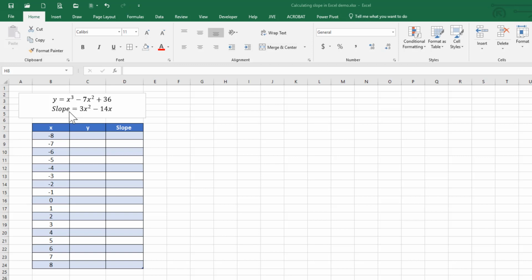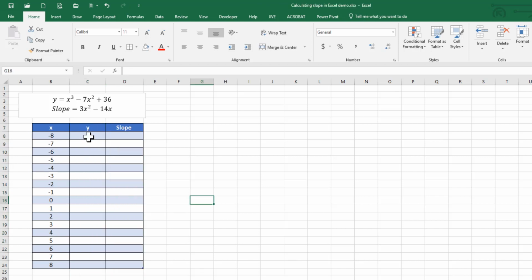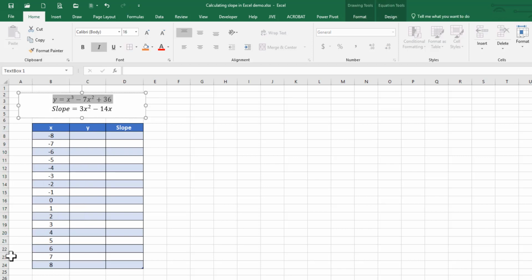I've also got the equation for its corresponding slope. I've also got a table started here. In it, I've got a column for x values, a column for the corresponding y values, and a column for the corresponding slopes. The idea here being that I'm going to calculate the y values that correspond to these x values based on this equation right here, x cubed minus 7x squared plus 36.